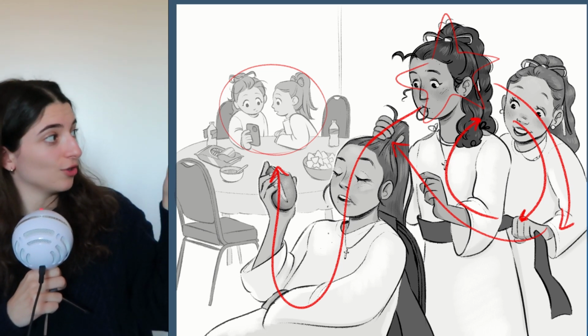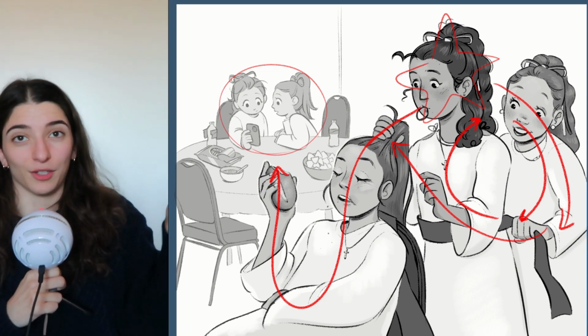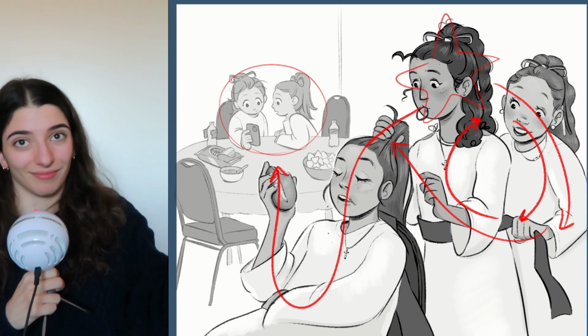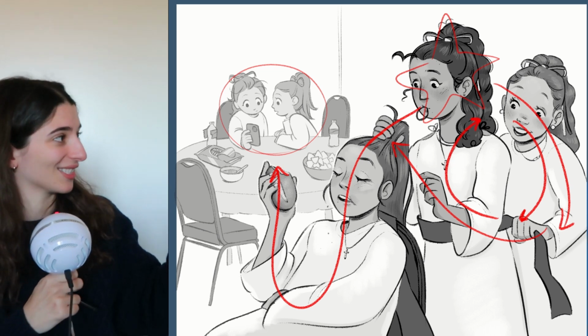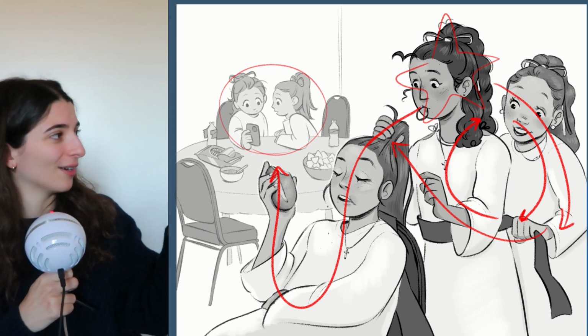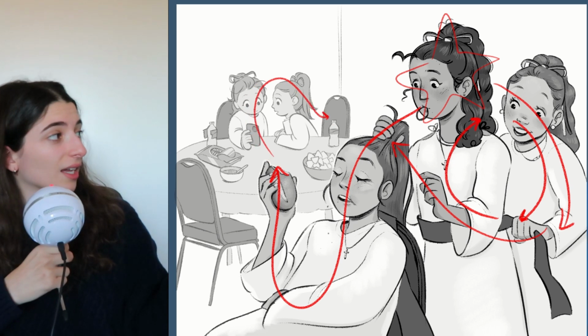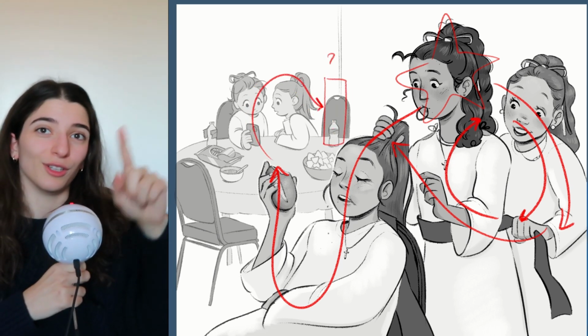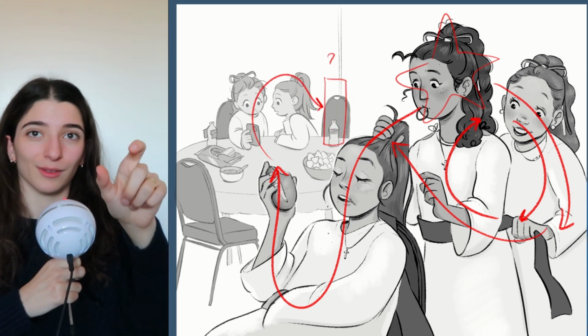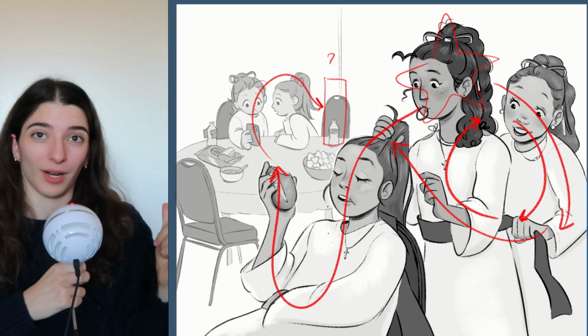That leads right into my little background element there of the two younger girls on their phone on the table with all the snacks. This is kind of where your eye rests. One thing I think I could have worked on in this piece is closing the loop back from the background elements to the foreground.